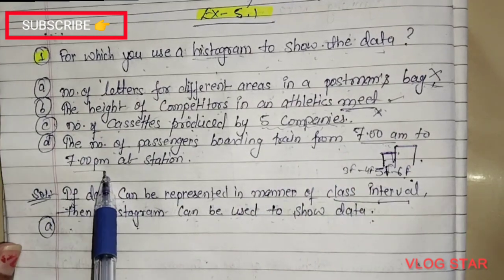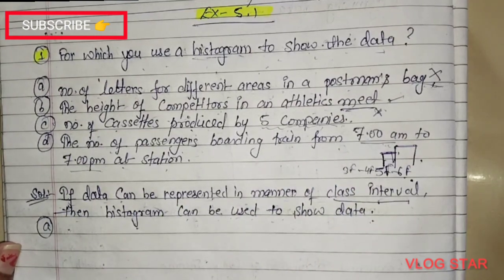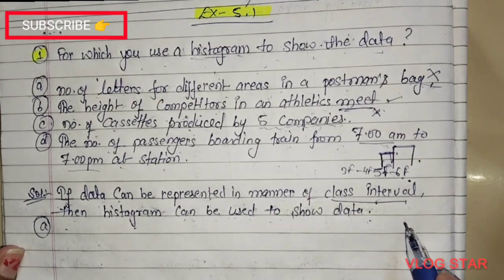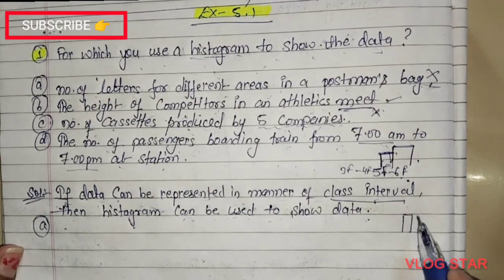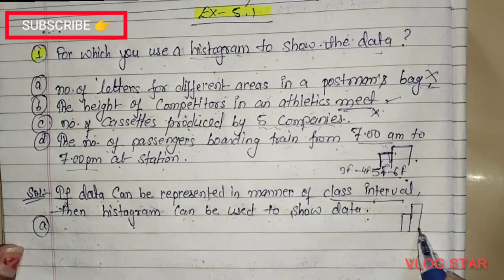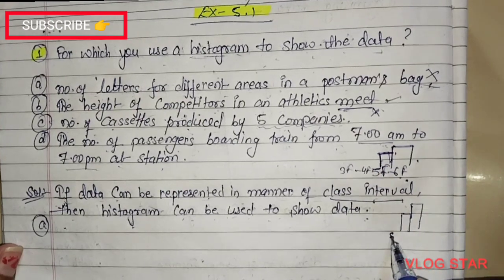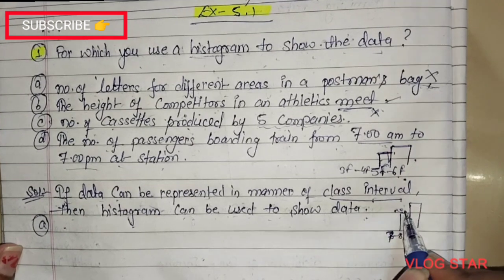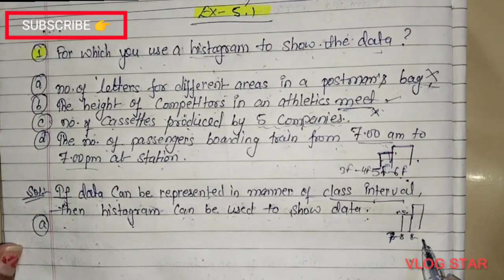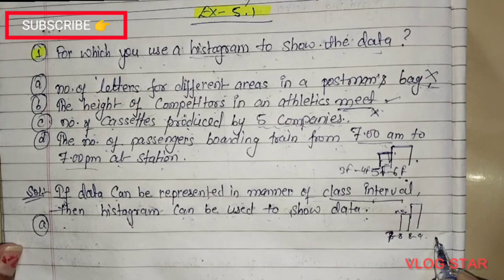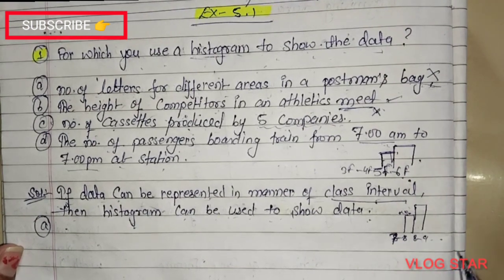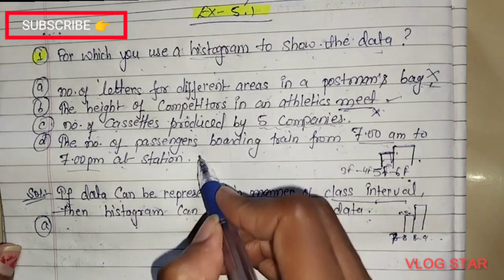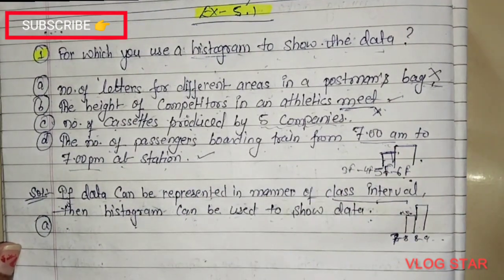Next is the number of passengers boarding a train from 7 a.m. to 7 p.m. at a station. For this question, you can easily represent it in class intervals. You can fix time 7 to 8, number of passengers boarding, 8 to 9, 9 to 10, like this you can count the number of passengers boarding the train between 7 a.m. and 7 p.m. So a histogram is used here.